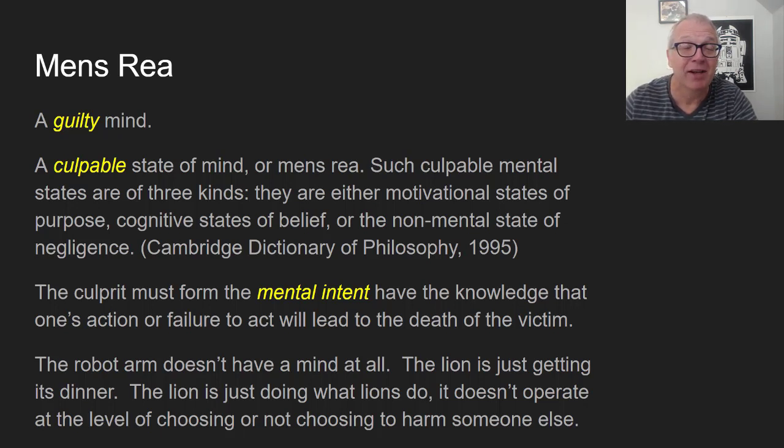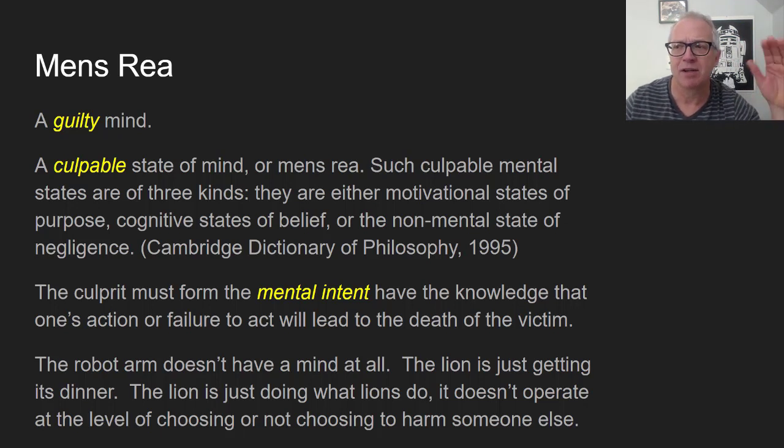The lion waits and watches until the tourist leans out the window, and then it grabs it. So that seems like it's a kind of planning, and it intends to eat the tourist. So maybe on some superficial level, it looks like the lion's got some of what's needed, but there's something else missing there that the lion doesn't have.